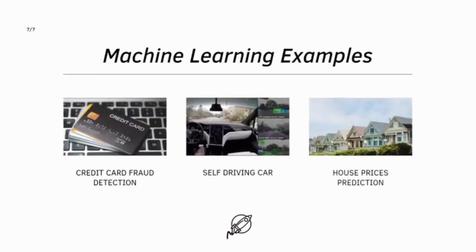Okay, some examples of machine learning. In the first one we have credit card fraud detection, where we apply machine learning models to train with data to understand which transactions were valid and which transactions were fraud.